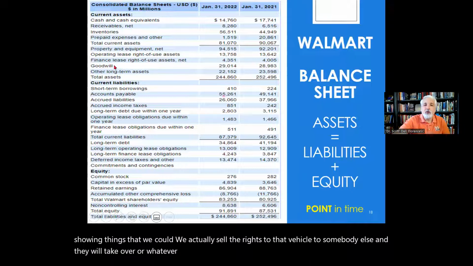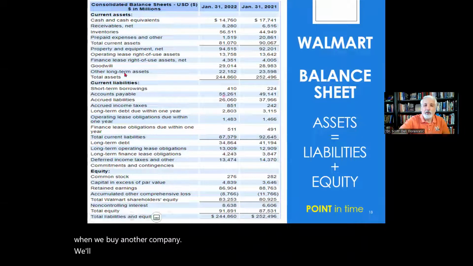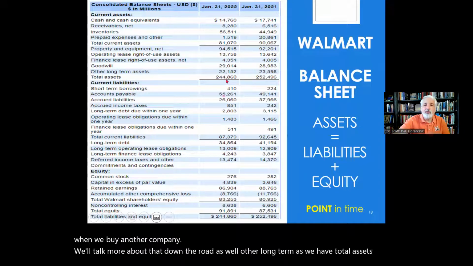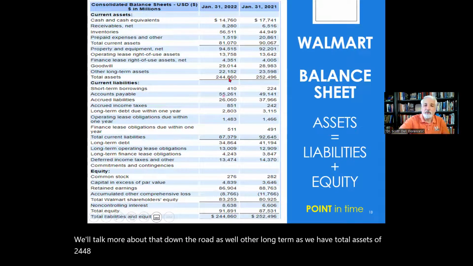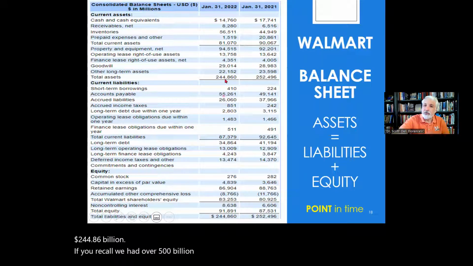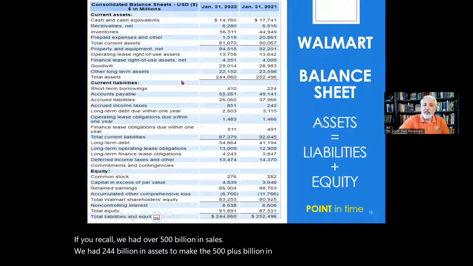We got something called goodwill, which is only created when we buy another company. We'll talk more about that down the road as well. Other long-term assets, we have total assets of $244.86 billion. If you recall, we had over 500 billion in sales. We took 244 billion in assets to make the 500 plus billion in sales. And then we get the things we owe.